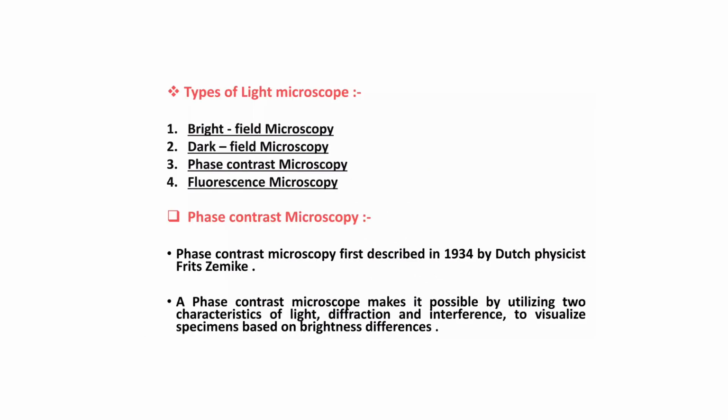So the types of light microscope comprise bright field microscopy, dark field microscopy, phase contrast microscopy, and fluorescence microscopy. Phase contrast microscopy was first described in 1934 by a Dutch physicist, Frits Zernike. A phase contrast microscope makes it possible, by utilizing two characteristics of light, diffraction and interference, to visualize specimens based on brightness differences.